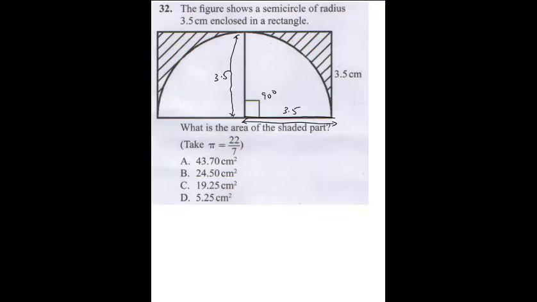Now, all we need to do to get the area of this shaded part is our rectangle, area of rectangle minus semicircle. So we'll do the area of this, area of rectangle minus area of a semicircle. So now, if from here to here is 3.5, that means from here to here, it's also what? 3.5. That means the total length of this place is going to be what? 7 cm. So our rectangle here is 7 and here is 3.5.